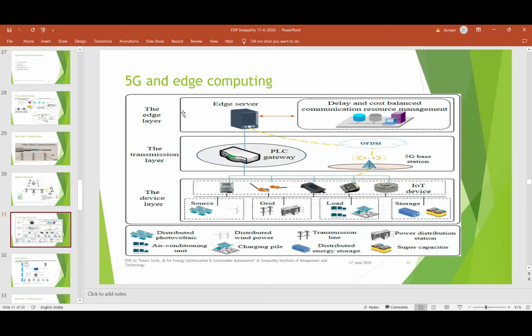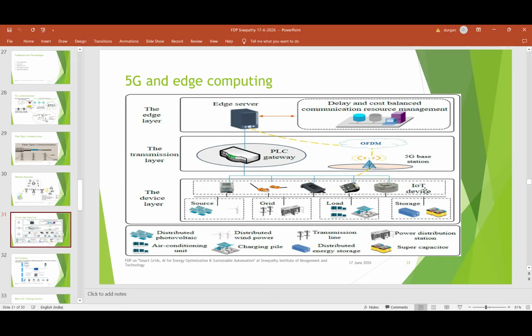So this structure has three layers: the device layer, the transmission layer, and the edge layer. The device layer is the basic layer where energy devices and sensors are located. Here we can see the grid system. The source means photovoltaic devices or any source where we get the power, and sensors also. So sensors are all located in the device layer.